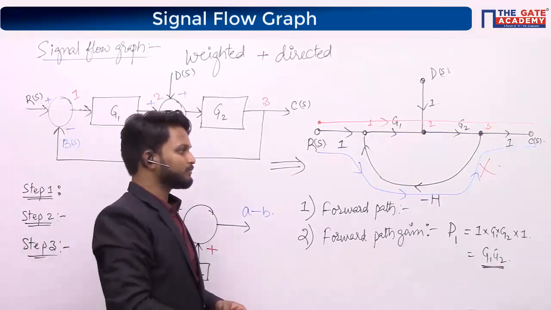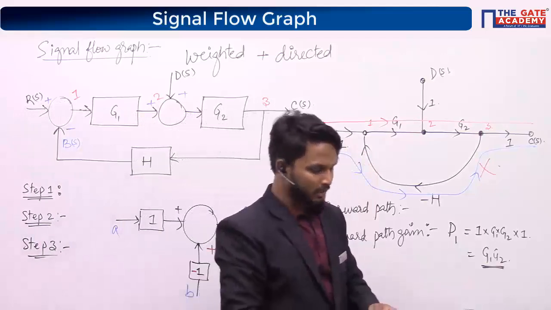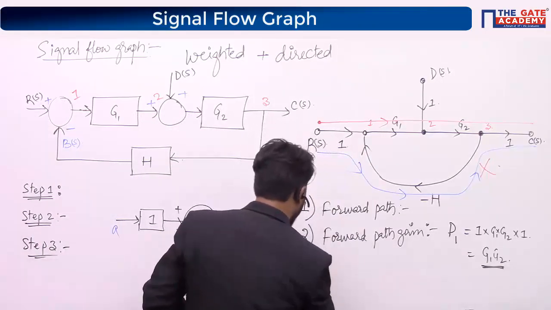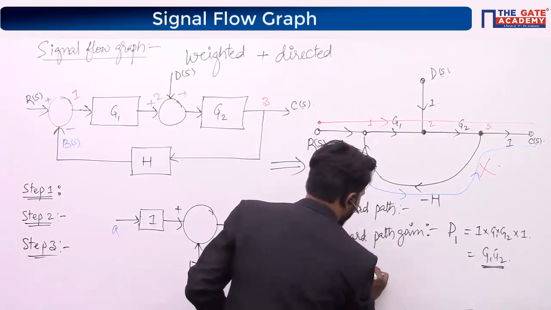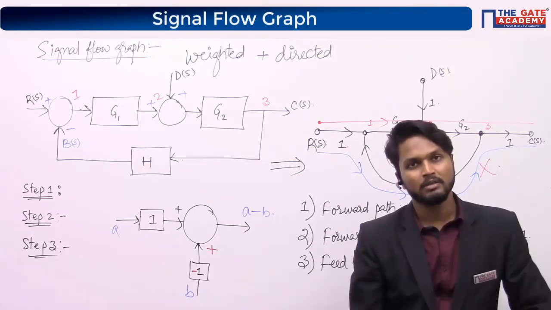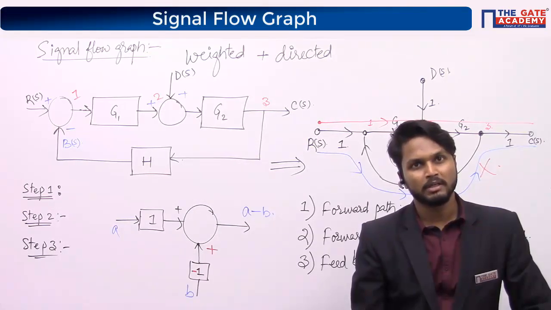So take down another definition, that is feedback path. Feedback path is in the direction from the output towards the input.